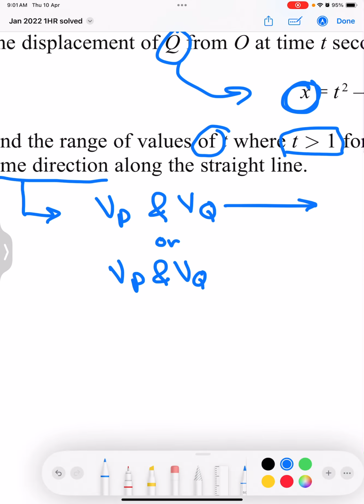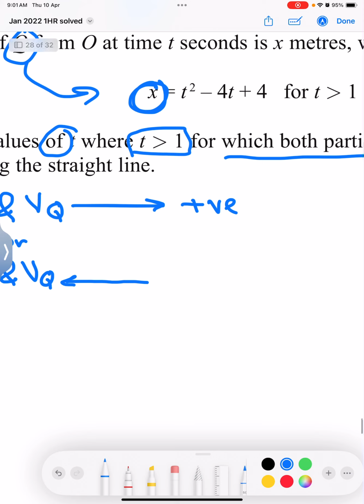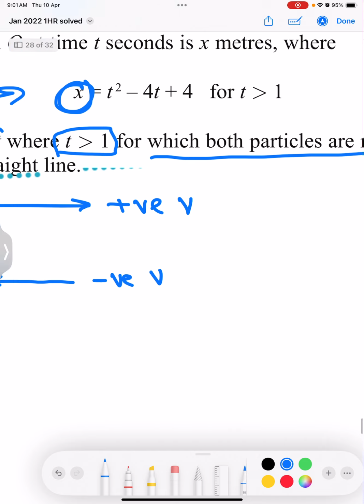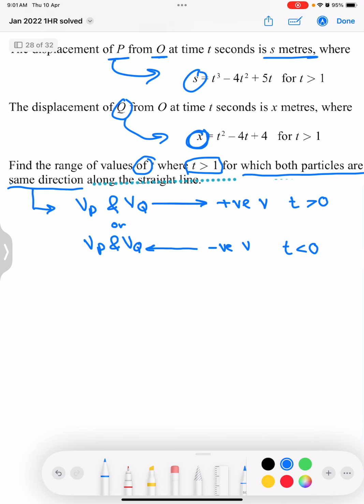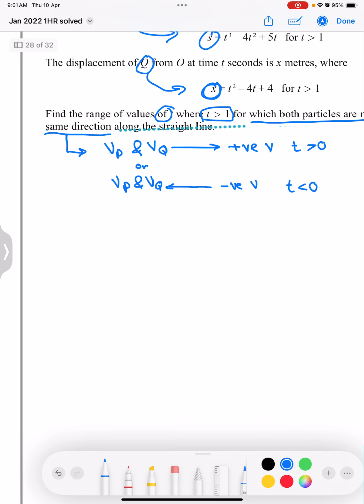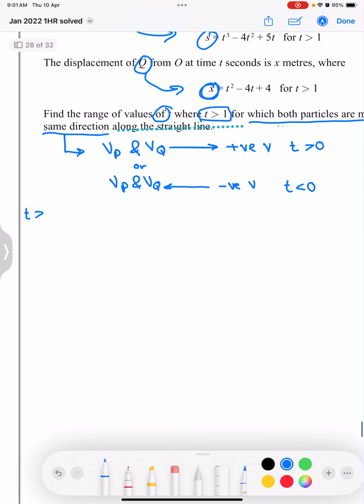If they both move to the right, it's going to be a positive velocity, V, and if they both move to the left, it's going to be a negative velocity. Positive velocity means that V is greater than 0, and negative velocity means that V is less than 0. So we're going to solve for both cases, and the inequality we get at the end is going to be our answer. So let's find out for V greater than 0 first.